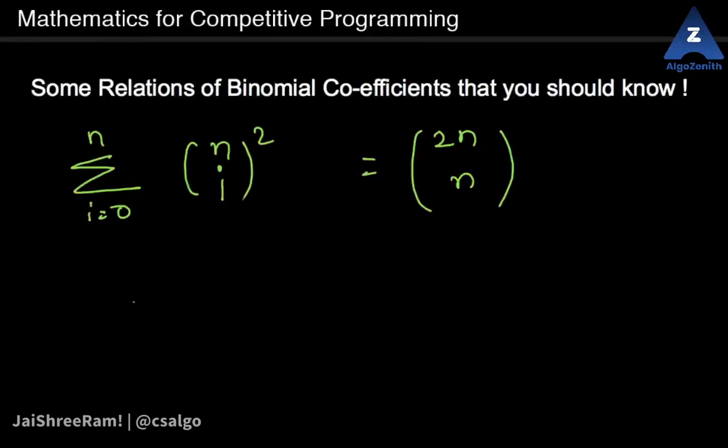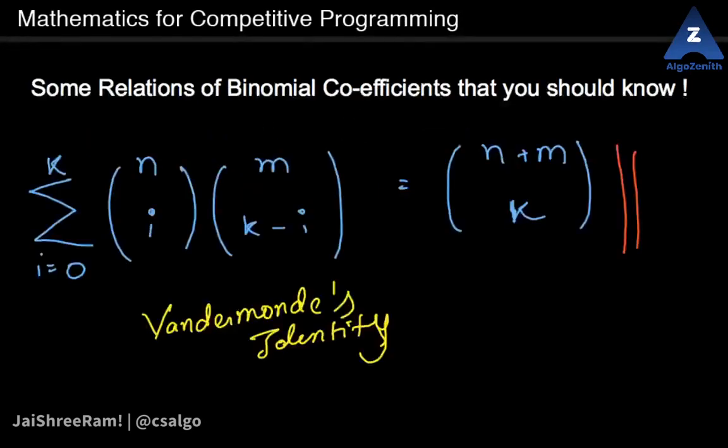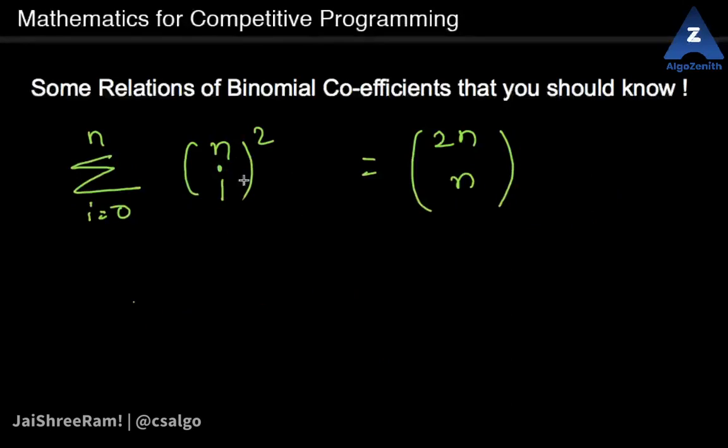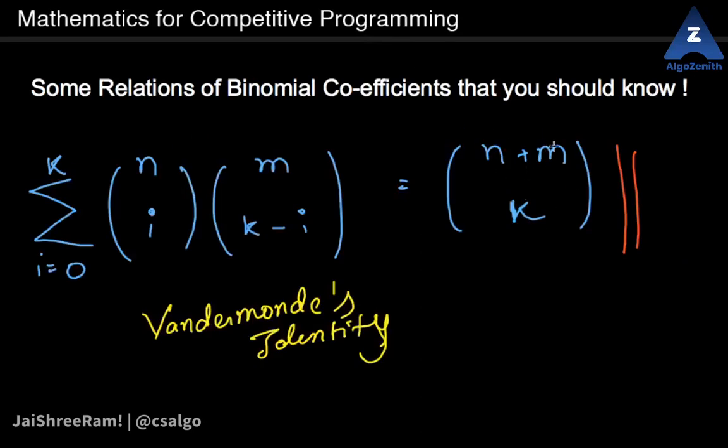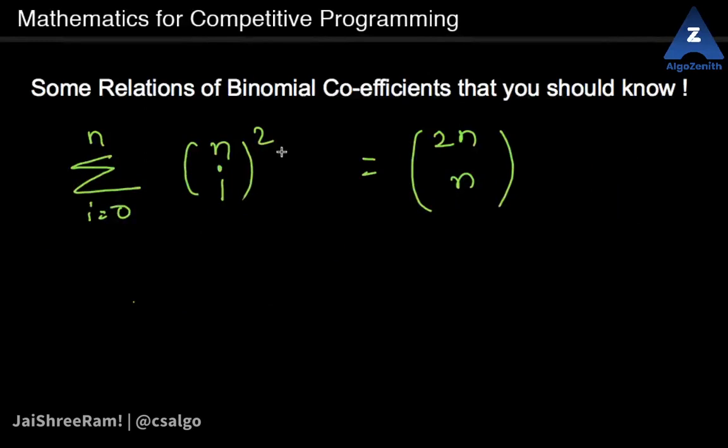Now a special case of this Vandermonde's identity is this relation: what is the summation from 0 to n of n choose i squared? This can easily be found to be 2n choose n, because if you put k equal to n and m equal to n, it is nothing but this relation, and the right hand side becomes 2n choose n. So this is a special case of this.